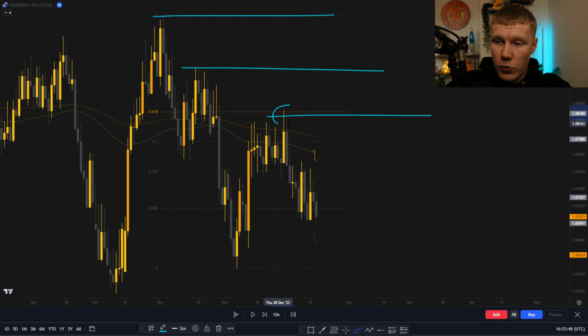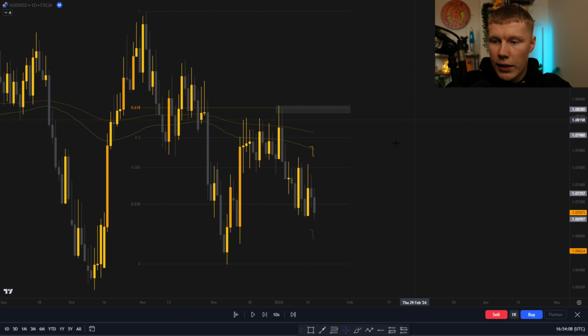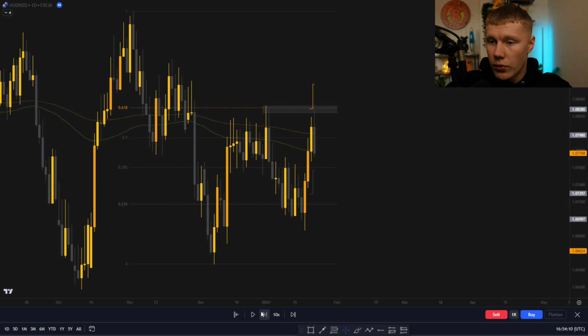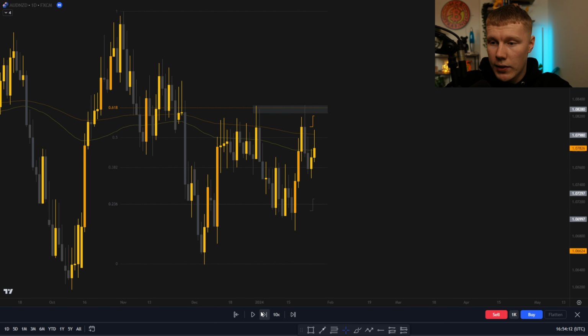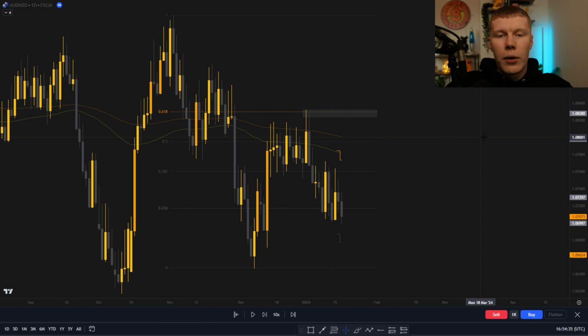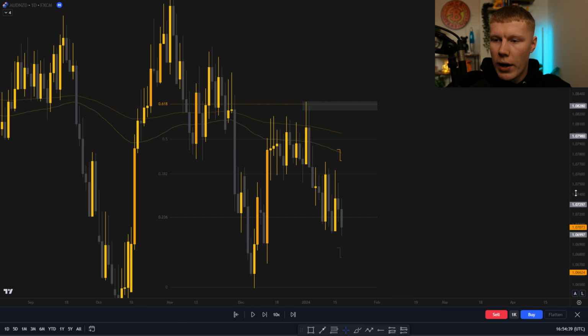And as you can see, this one lines up nicely. This one doesn't line up, and neither does this one. So these two are a no. Now this one is completely valid. And as you can see, it worked really nicely, tapped into it perfect, and we saw a decent move down. Now going over entries regarding the fib, it is very dependent on where the fib is.